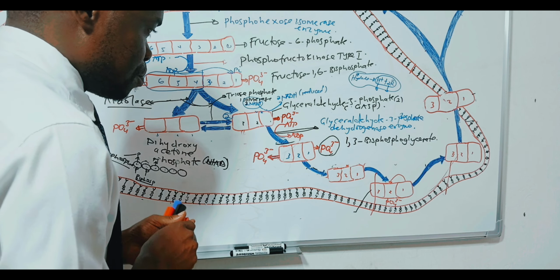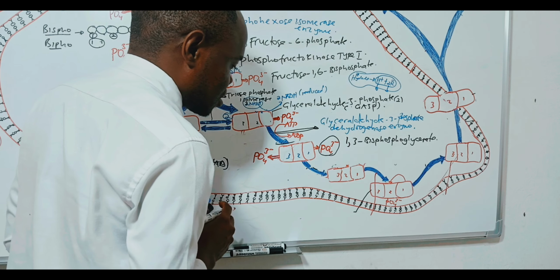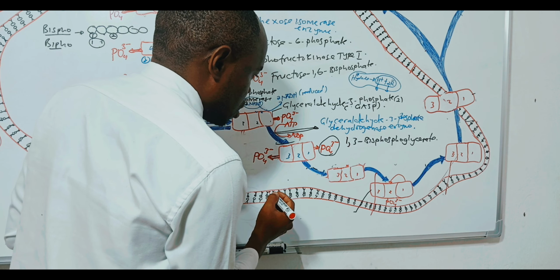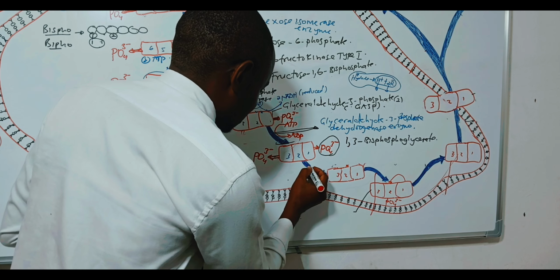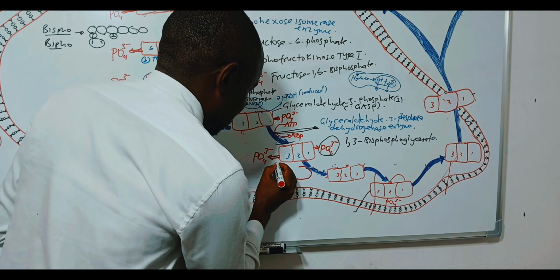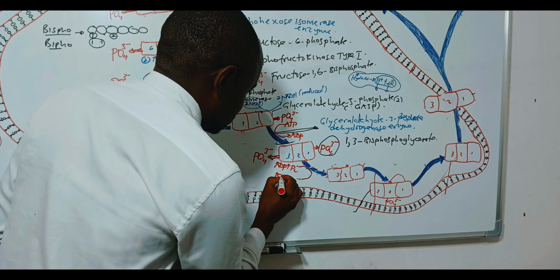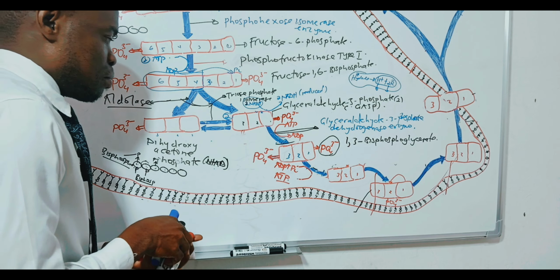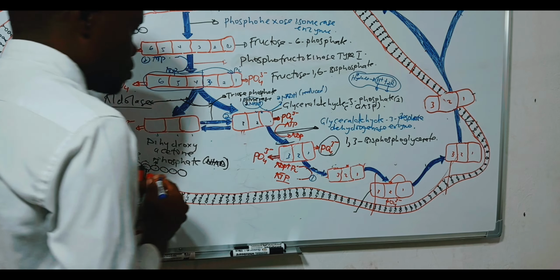So this 1,3-bisphosphoglycerate is going to lose a phosphate. This phosphate here is going to be accepted by ADP plus the inorganic phosphate, forming what we call the first ATP molecule directly. This is the first ATP molecule. You have to know that. The first ATP molecule. You get?